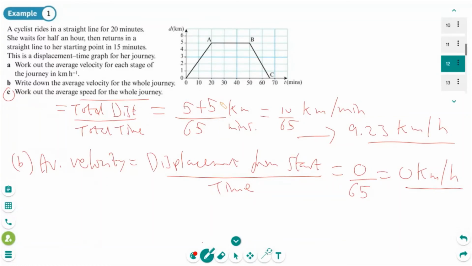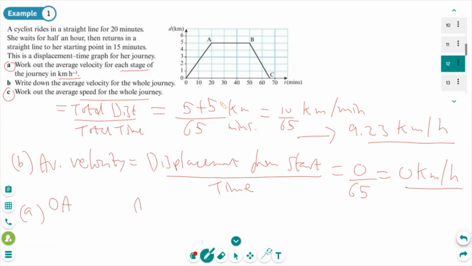Okay, that's part C and B done. So part A, you need to do more work. Average velocity for each stage of the journey in kilometers per hour. So there's 3 stages to this journey. Okay, so 0 from the start to A. So I can call it 0 to A, origin to the point A. Then it's from A to B. And the third stage is B to C.